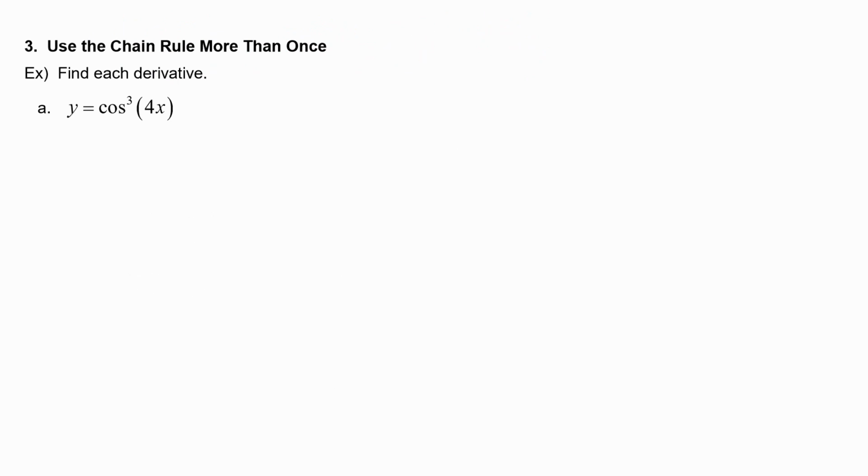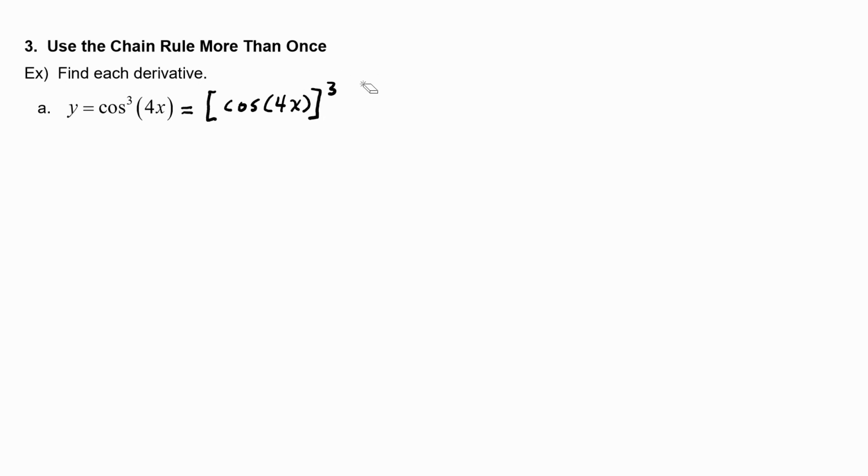Now you will learn how to find derivatives when you have to use the chain rule more than once. In this example, find each derivative. First up, we have y equals cosine cubed of 4x. So this is the same as saying cosine of 4x, that whole quantity, cubed. So this is a multi-layer composite function.